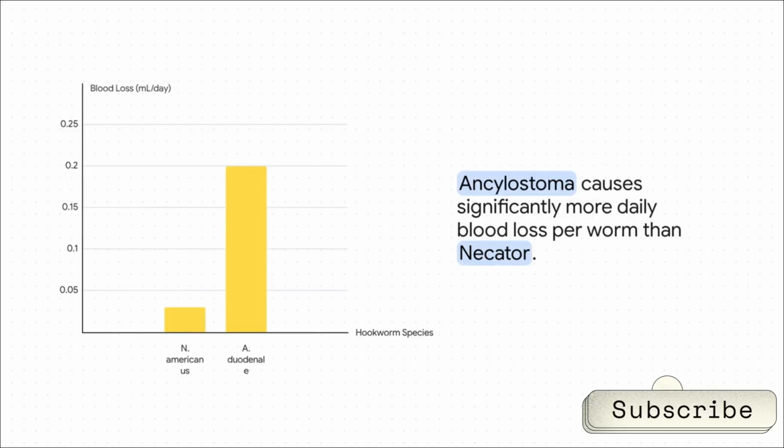And this chart illustrates that difference we talked about earlier perfectly. Just look at the numbers. A single Necator worm causes about 0.03 milliliters of blood loss a day, but Ancylostoma is all the way up at 0.2 milliliters per day. That is almost 7 times more.